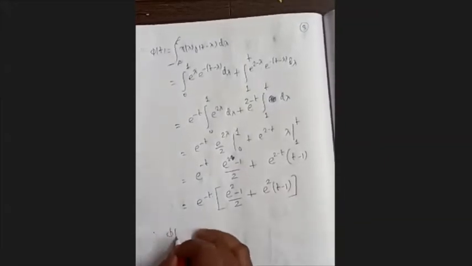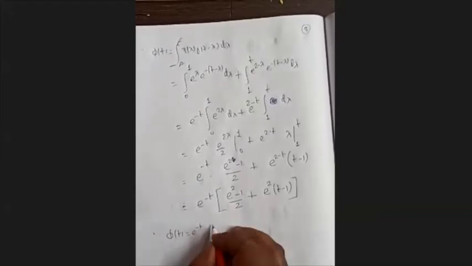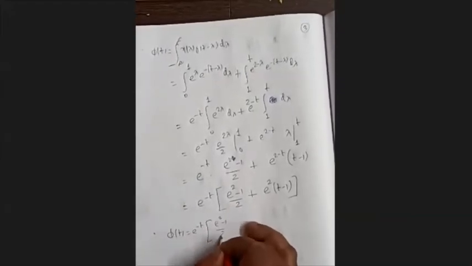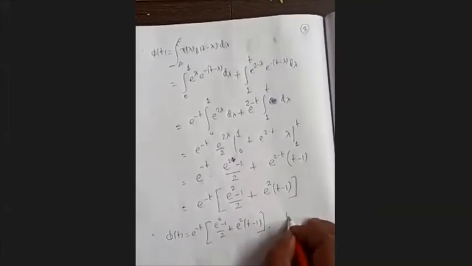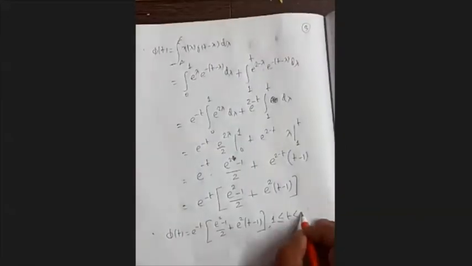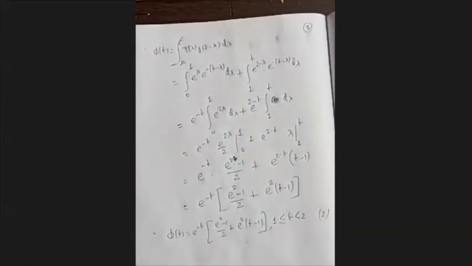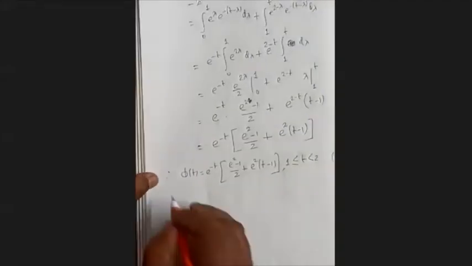So our phi t equals e to the power minus t, where t is in between 1 and 2. It's relation 2. Okay. Next is case 3.